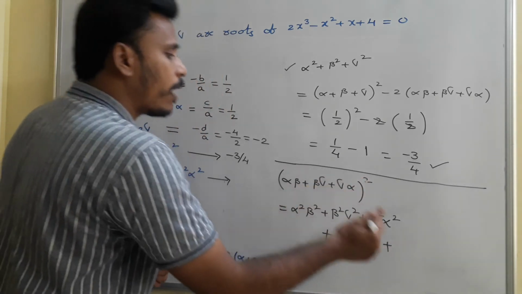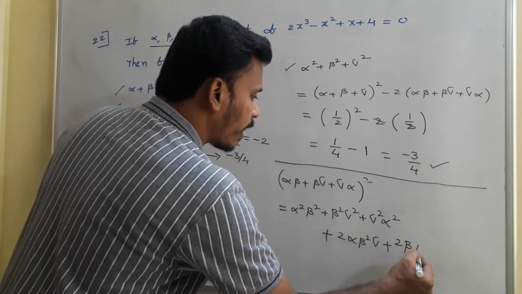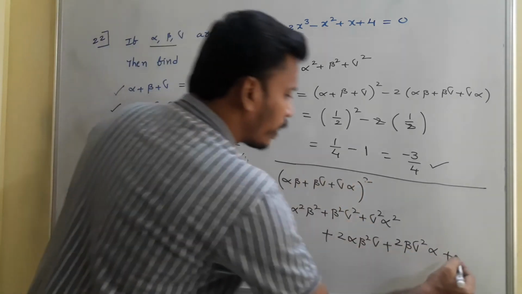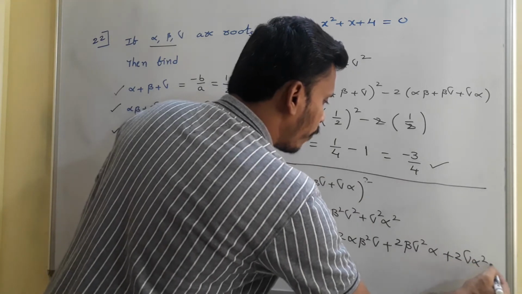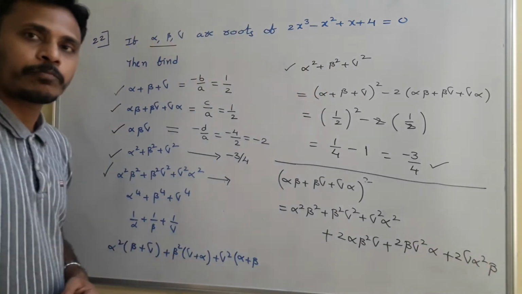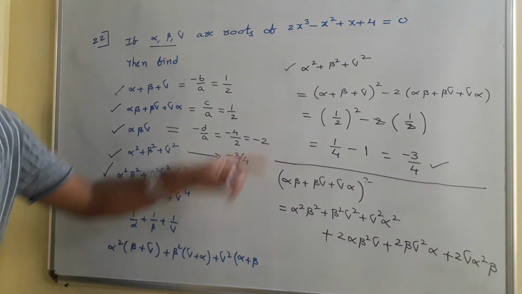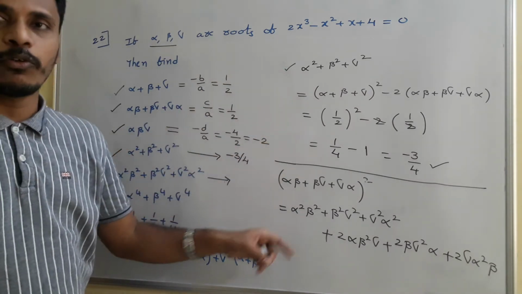Again 2 beta gamma gamma alpha, which is 2 beta gamma square alpha. 2 gamma alpha alpha beta, which is 2 gamma alpha square beta. Then think about how to rewrite it and how to find that value. First of all, note it down and then think about this.